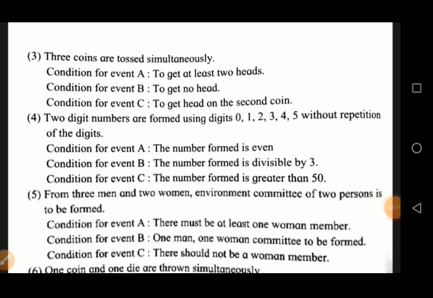2-digit numbers are formed using digits 0, 1, 2, 3, 4, 5 without repetition of the digits. Conditions are given below. Condition for event A, the number formed is even. Condition for event B, the number formed is divisible by 3. Condition for event C, the number formed is greater than 50.